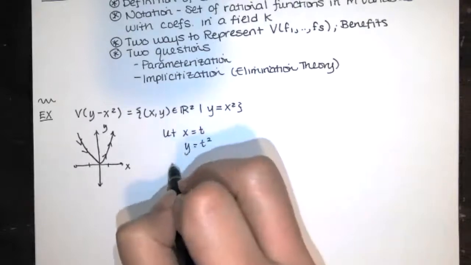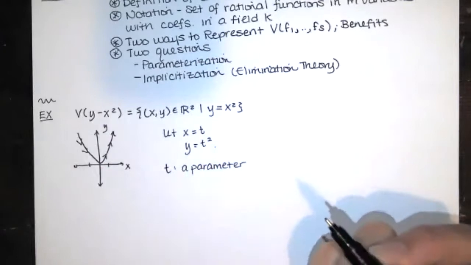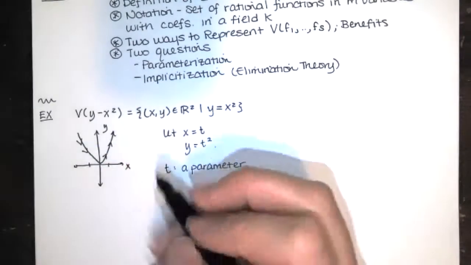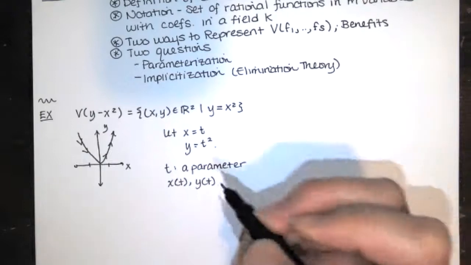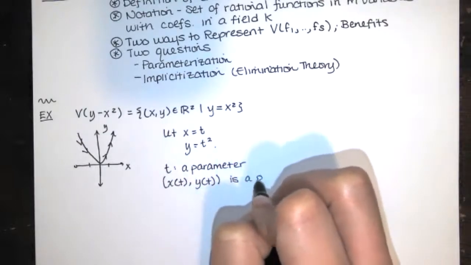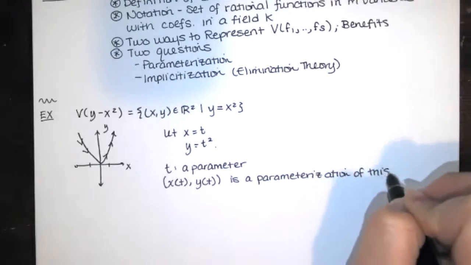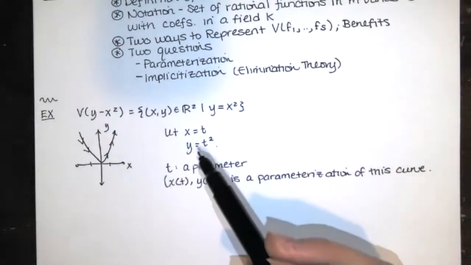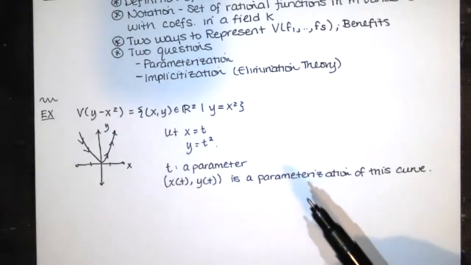The variable t is called a parameter. It doesn't necessarily have to represent time, but it often represents time. And these two equations together form a parameterization of this curve. So it's a set of points x of t and y of t. And it was really easy to find a parameterization for that. You just let one of the variables be t, and then the other one was defined by the equation that we had at the very beginning. So this is one representation, and that's another representation.